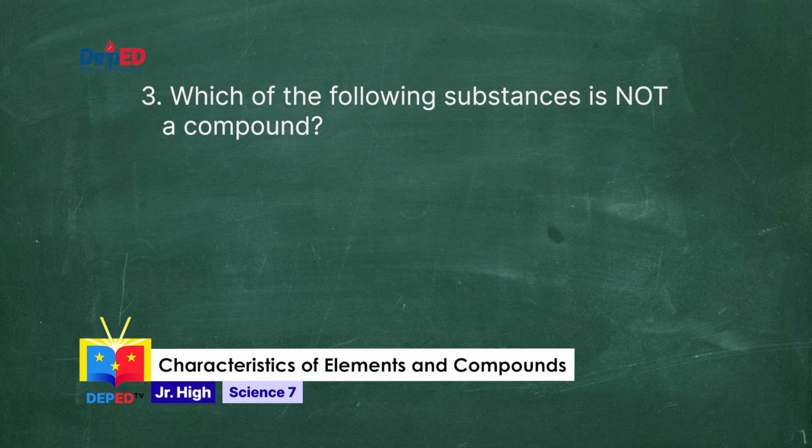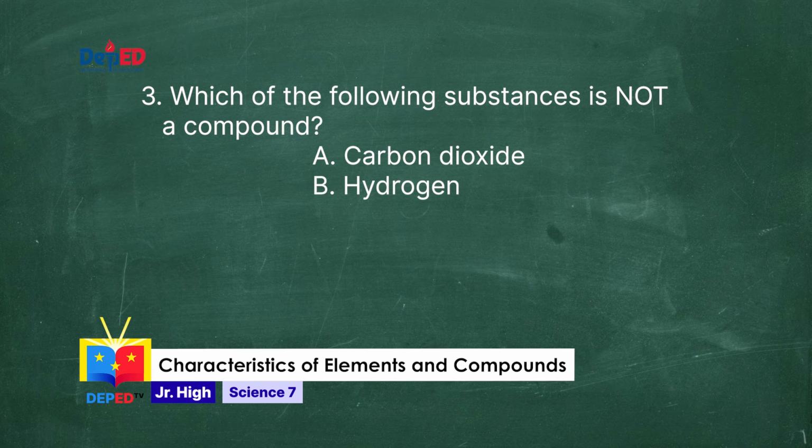Number 3. Which of the following substances is not a compound? A. Carbon dioxide. B. Hydrogen. C. Salt. D. Sugar. You got it right! The answer is letter B, hydrogen.